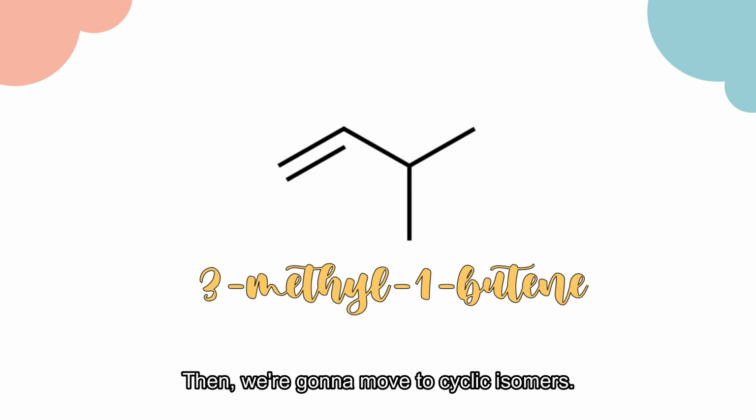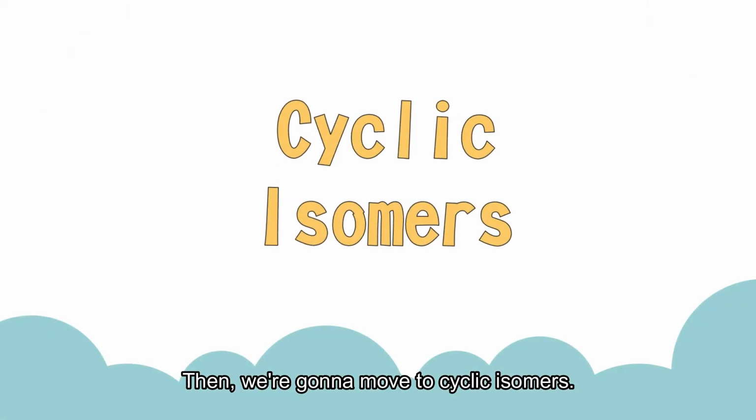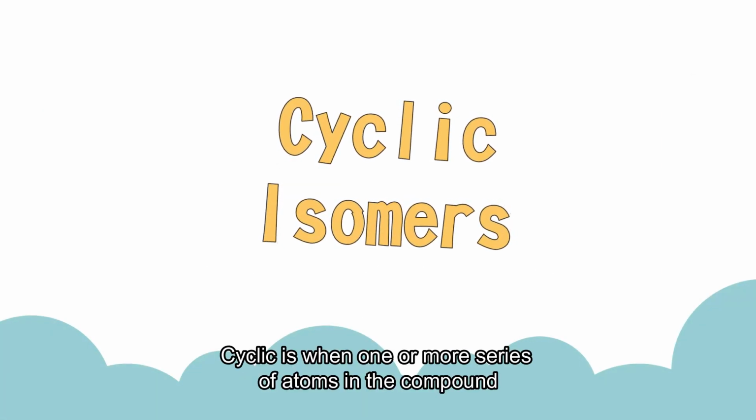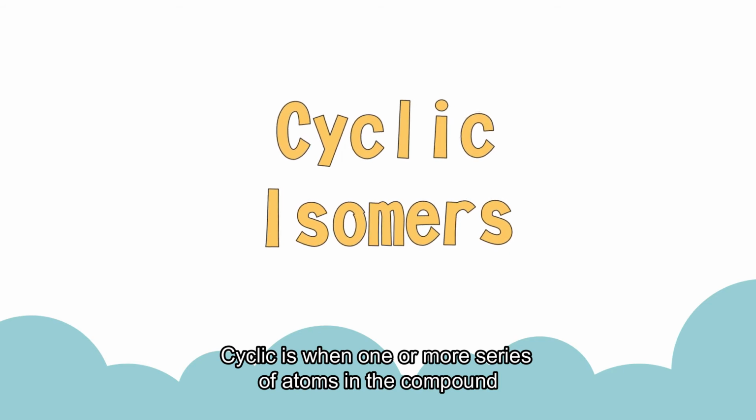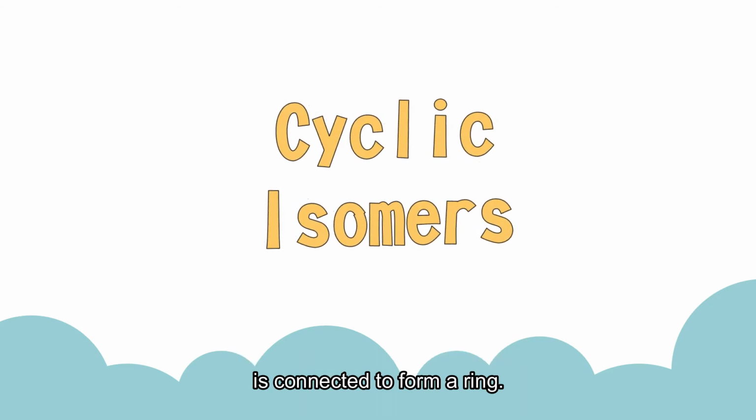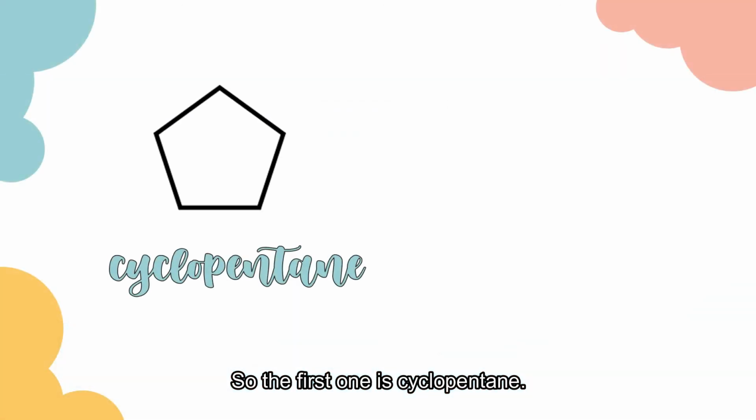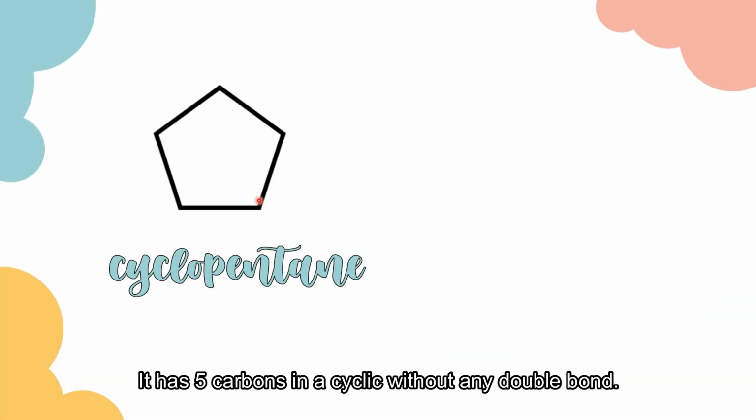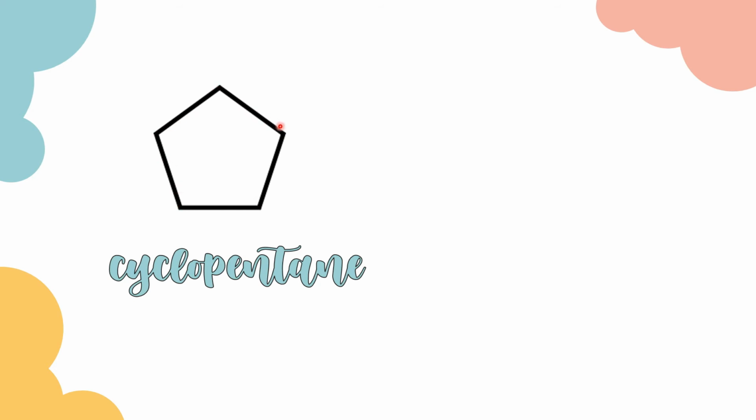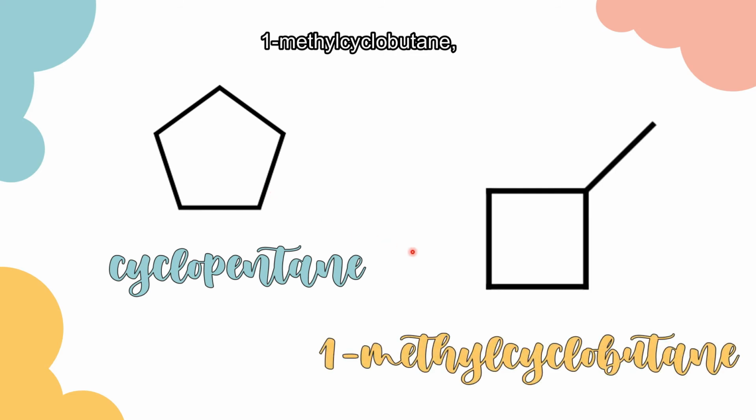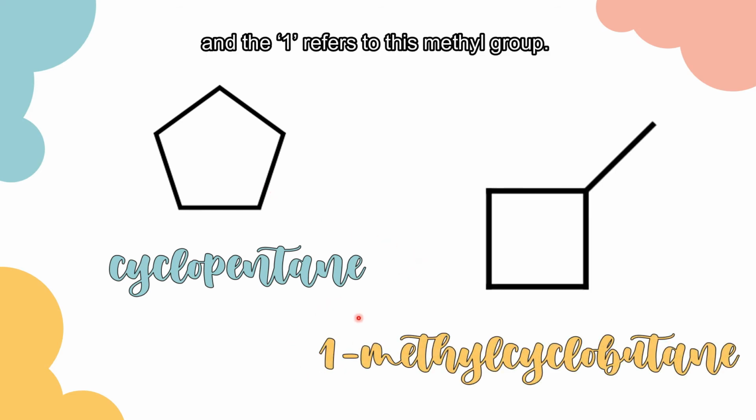Then, we're going to move to cyclic isomers. Cyclic is when one or more series of atoms in the compound is connected to form a ring. So the first one is cyclopentane. It has 5 carbons in a cycle without any double bond. Then we got 1-methyl-cyclobutane, and the 1 refers to this methyl group.